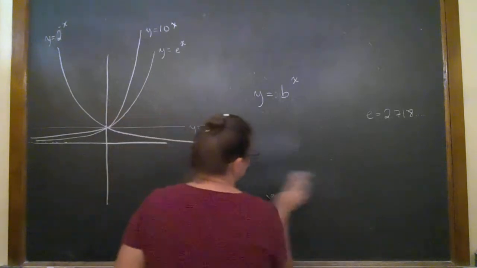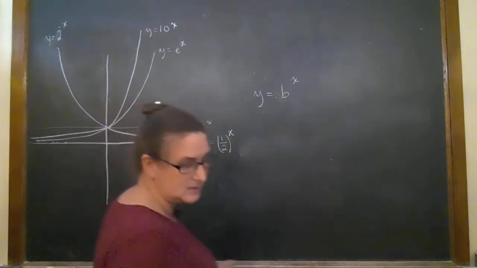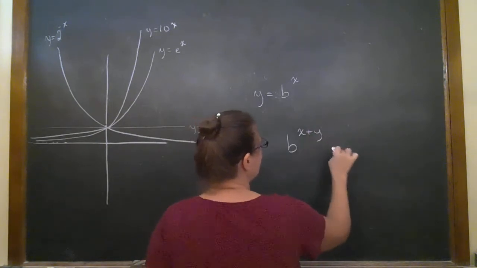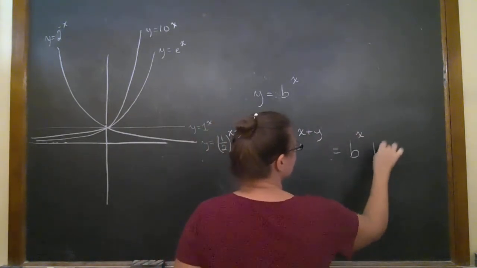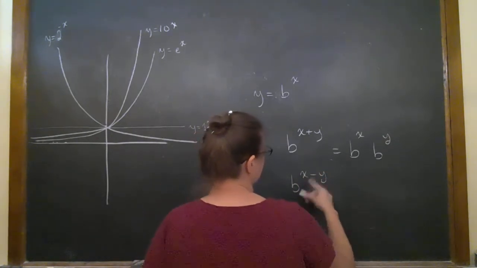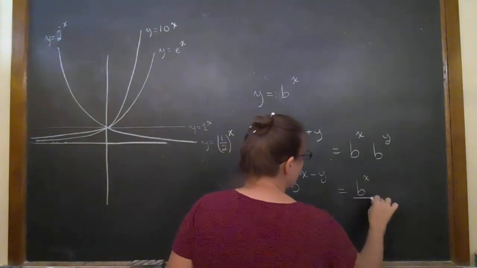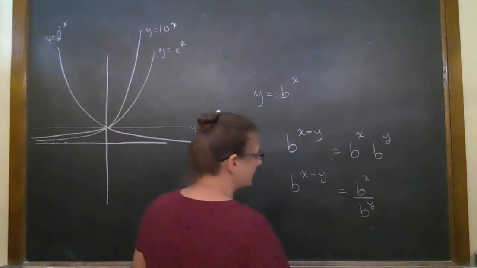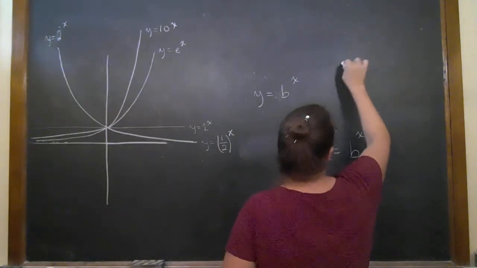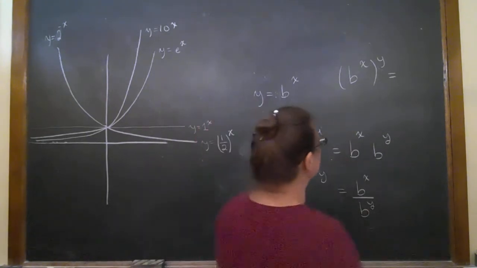And let's double check that we remember all of our laws of exponents. If I have b to the x plus y, that's b to the x times b to the y. b to the x minus y, because if I do a minus, it's 1 over, this would be b to the x over b to the y. If I have b to the x to the y, then I'm multiplying those exponents.